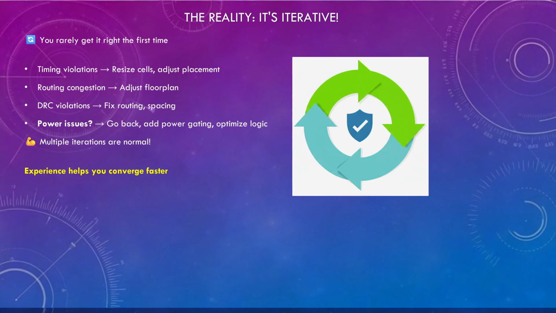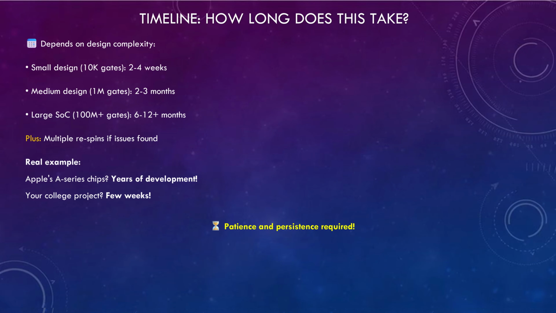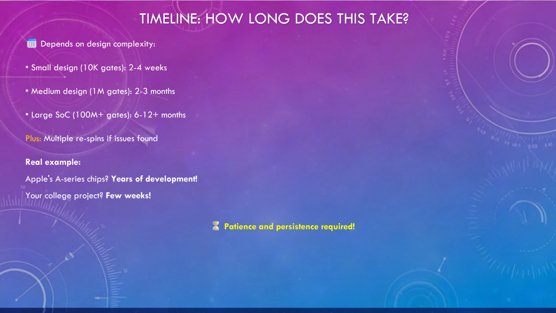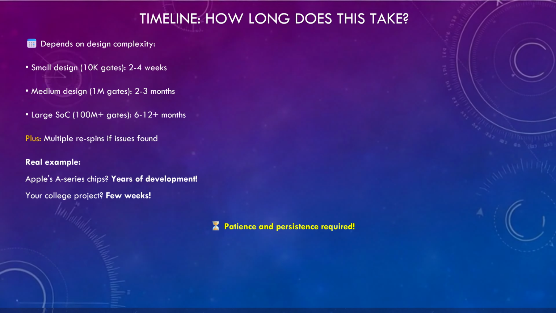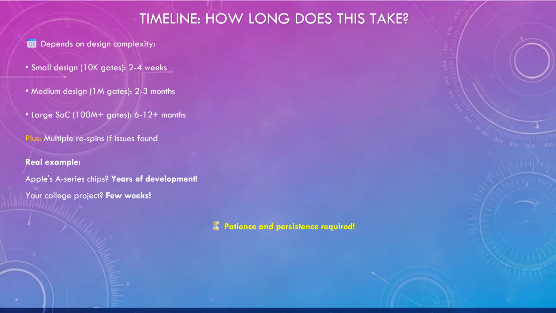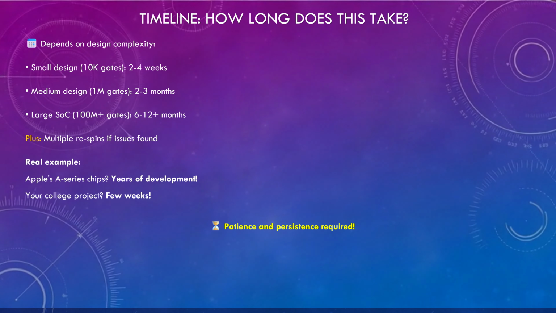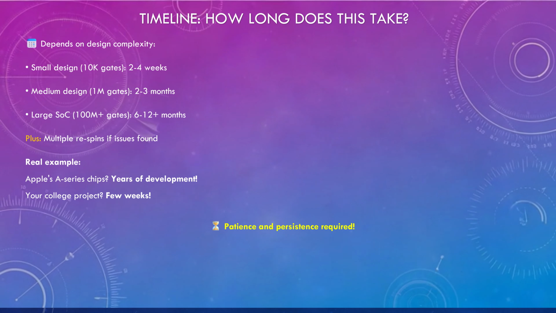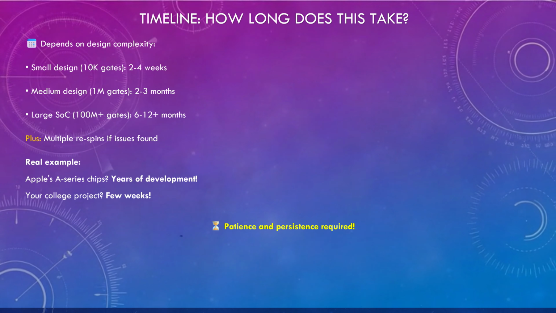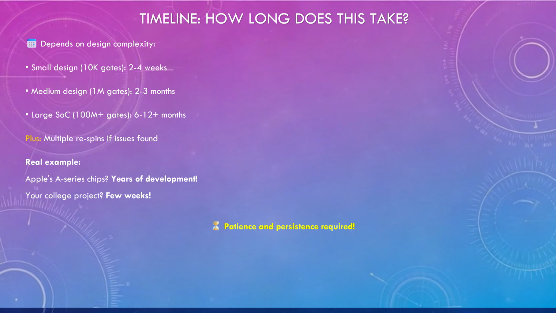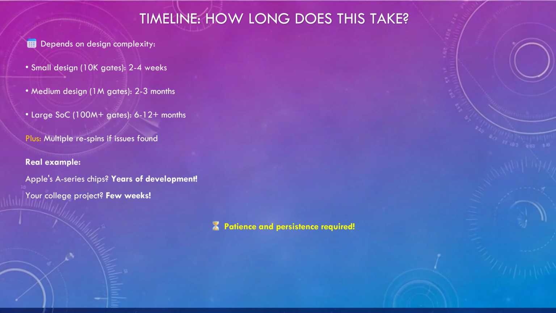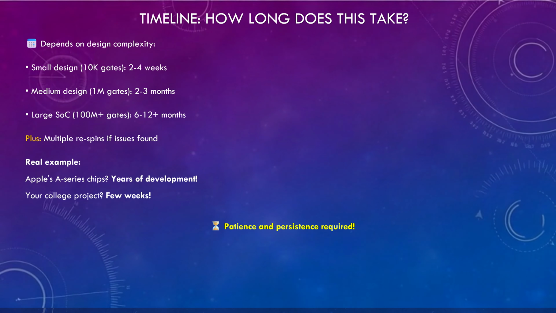Now the question everyone asks, bro, how long will this take? It depends on design complexity. Small design, 10,000 gates, like a simple calculator, 2 to 4 weeks. Medium design, 1 million gates, like a microcontroller, 2 to 3 months. Large SoC, 100 million gates, like a smartphone processor, 6 to 12 months. Plus, multiple respins if issues are found. Real example, Apple's A-series chips, years of development. Your college project, few weeks.